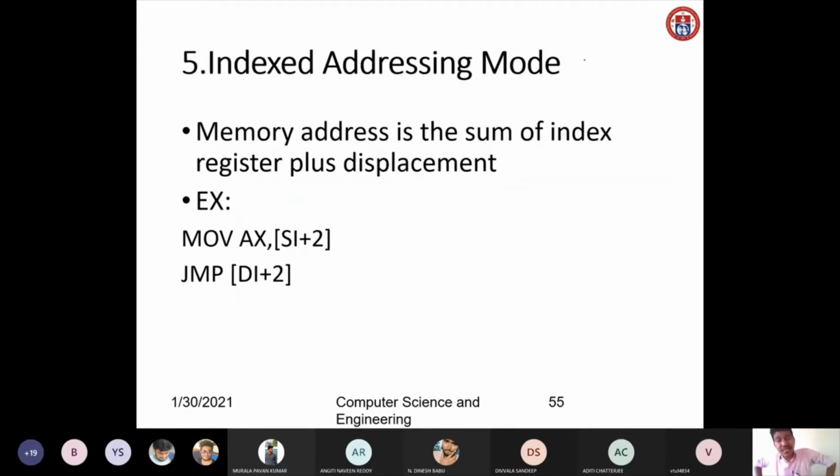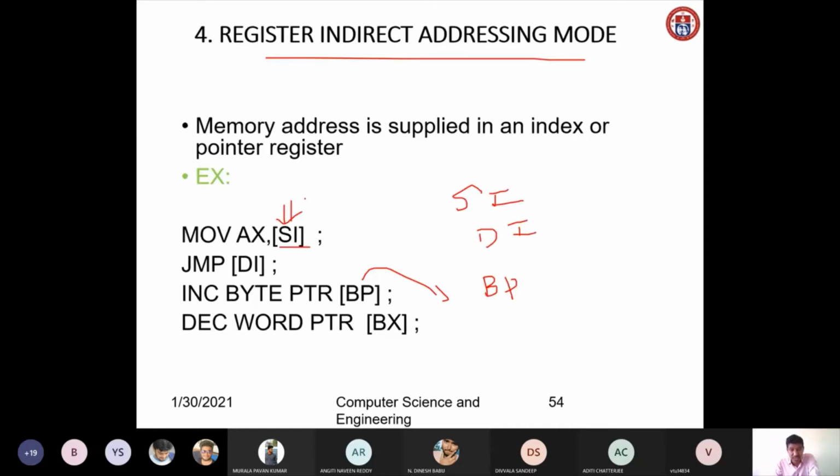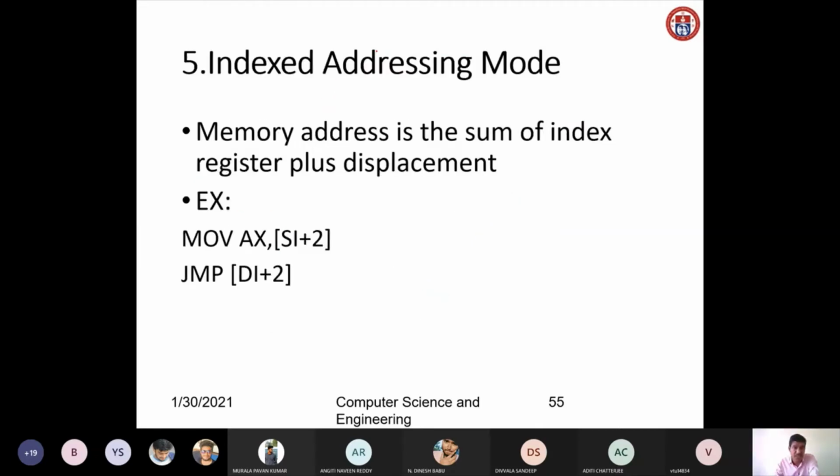Next one is indexed addressing mode. Indexed addressing mode means the memory address is the sum of an index register plus a displacement. Previously only the index register was available; if it is like that, it is register indirect addressing mode. Now in indexed addressing mode, you will have an index register plus displacement, so the memory address is the sum of the index register plus the displacement.